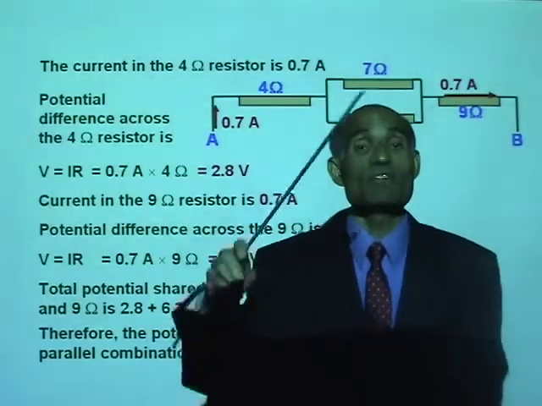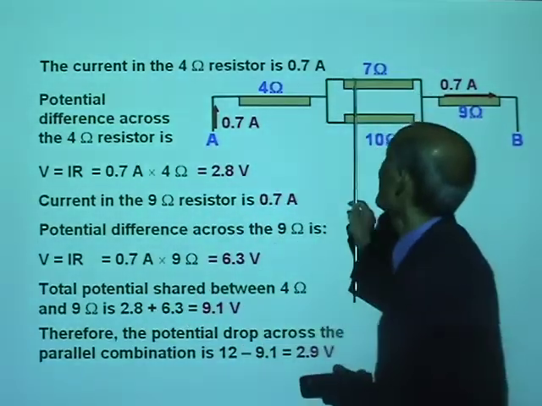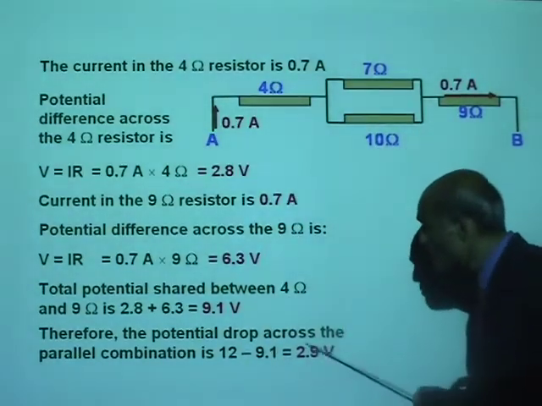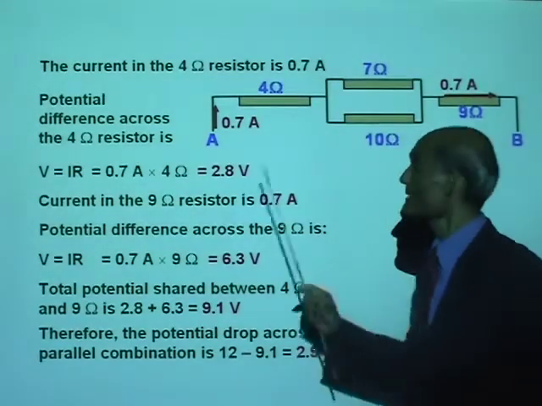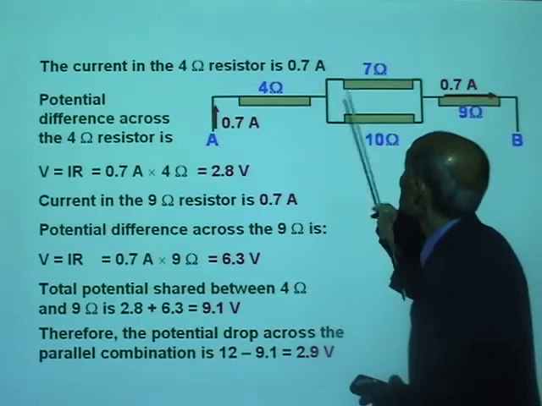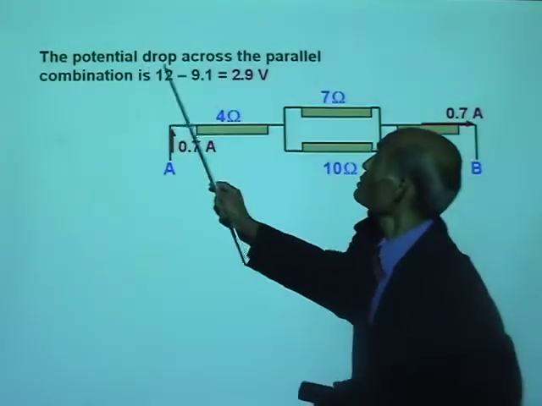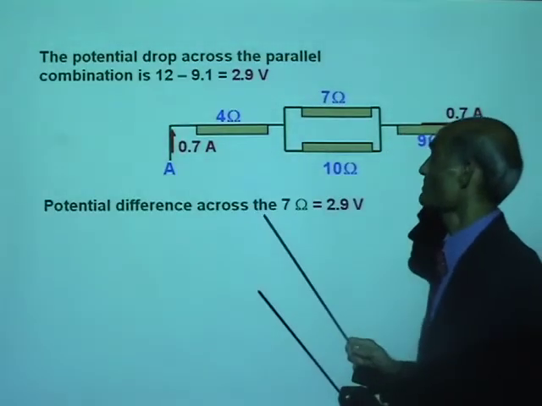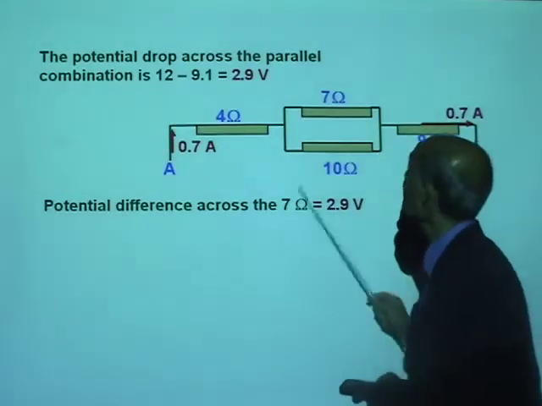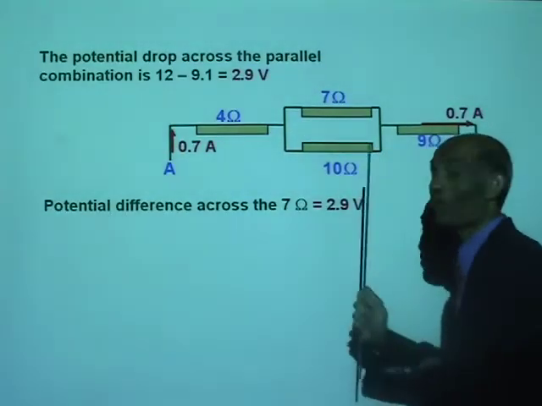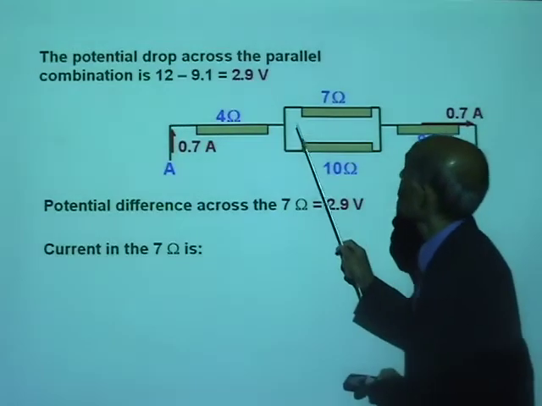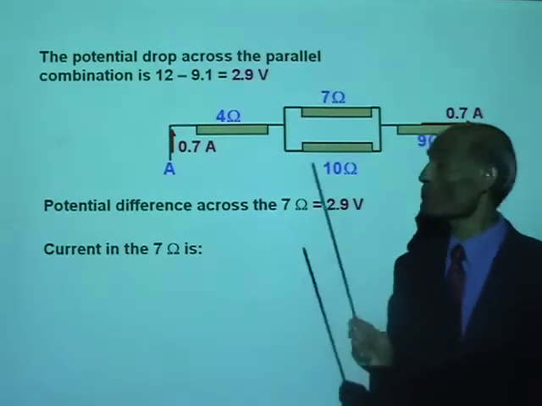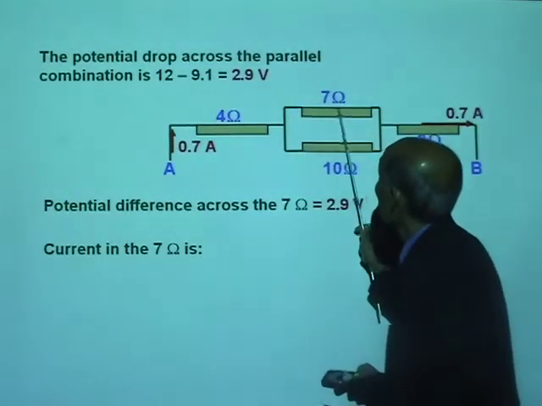And you know that if resistors are in parallel, they will have the same potential difference across them. So this 2.9 volt, which is the leftover, will appear across each of these resistors. So the potential drop across the parallel combination is 2.9 volt. That means the potential difference across the 7 ohm is 2.9 volt, and the potential difference across the 10 ohm is also 2.9 volt. And we can use that now to find the current in the 7 ohm.